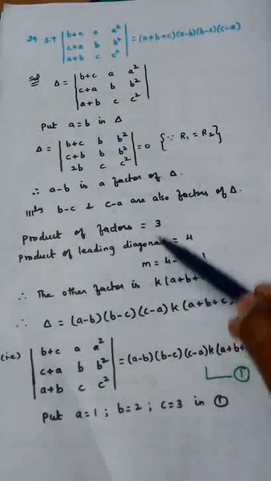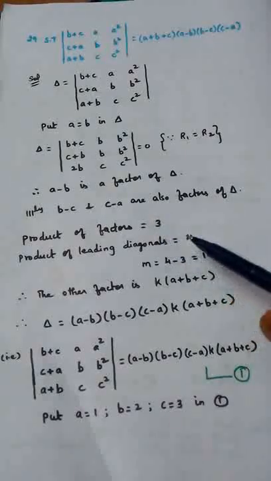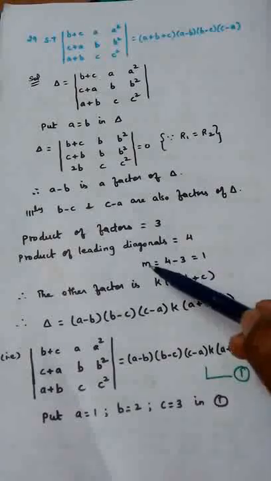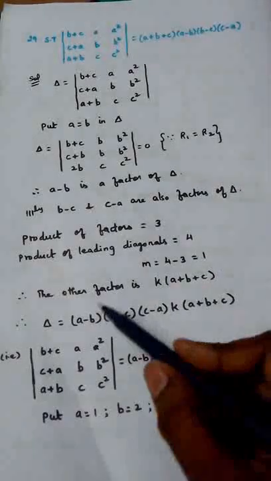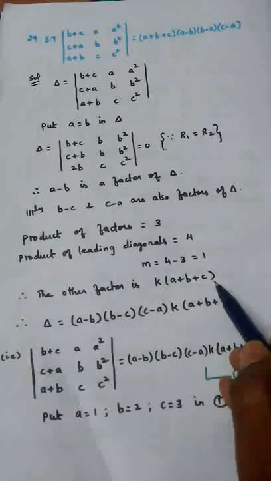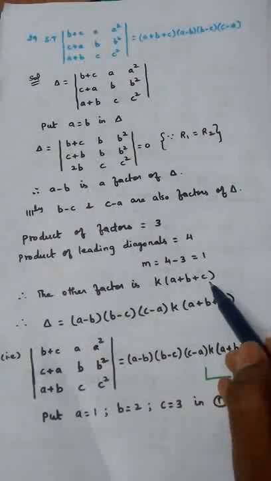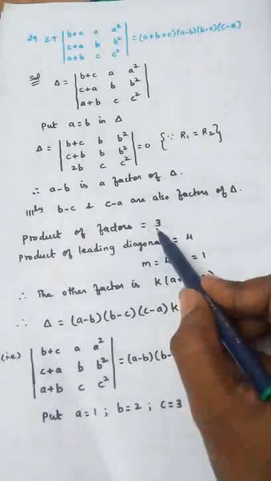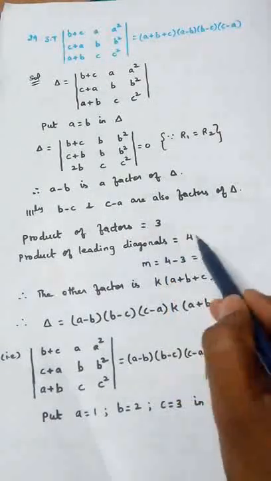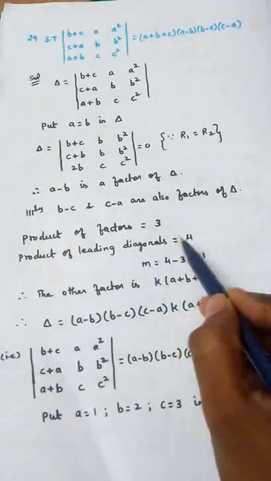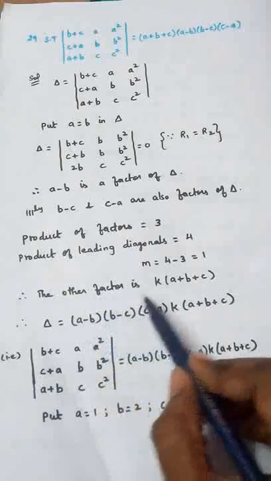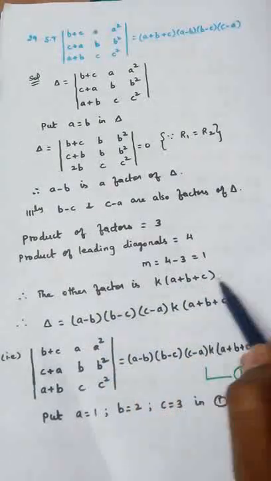What is the m value? The difference between these two: 4 minus 3. Answer is 1. Since m value is 1, what is the other factor? K into a plus b plus c. Hope you are listening and understanding it. We are finding two things: product of factors, product of leading diagonals, and the difference between them is called m. So 4 minus 3 is 1. If m is equal to 1, we know that the other factor is k into a plus b plus c.